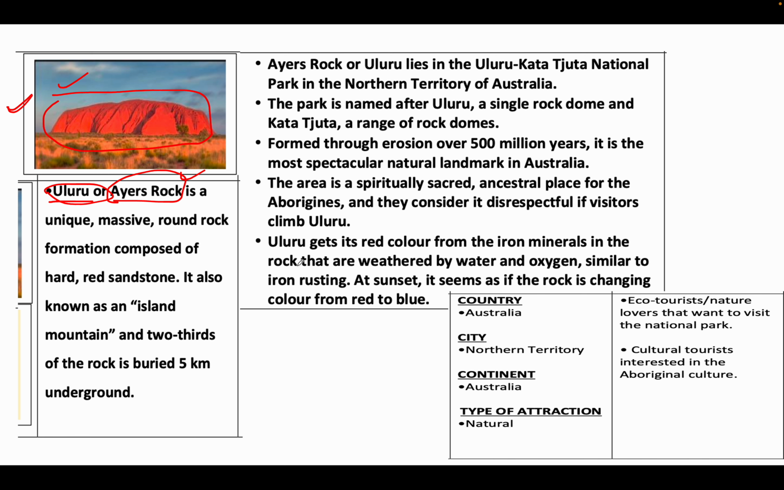Okay, so Ayers Rock, where is it found? It is found in Australia. It is found in a place that is called Northern Territory. So it's found in a country, Australia, in Northern Territory, and the continent of Australia.